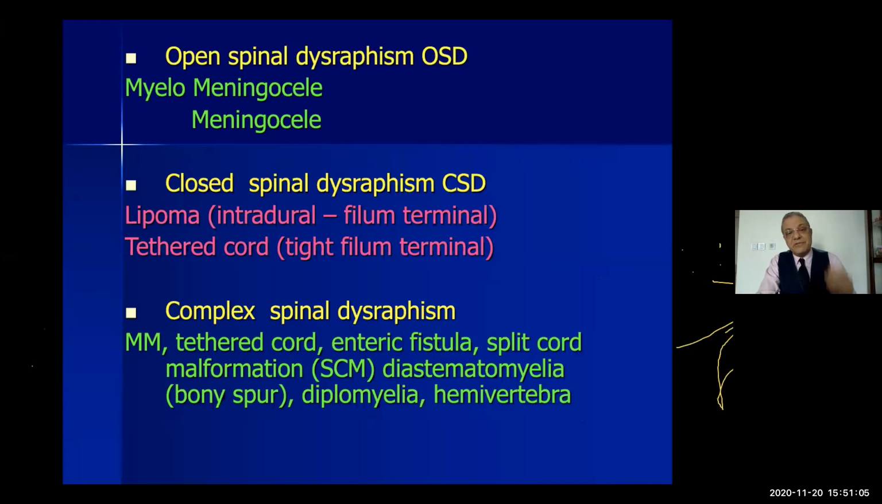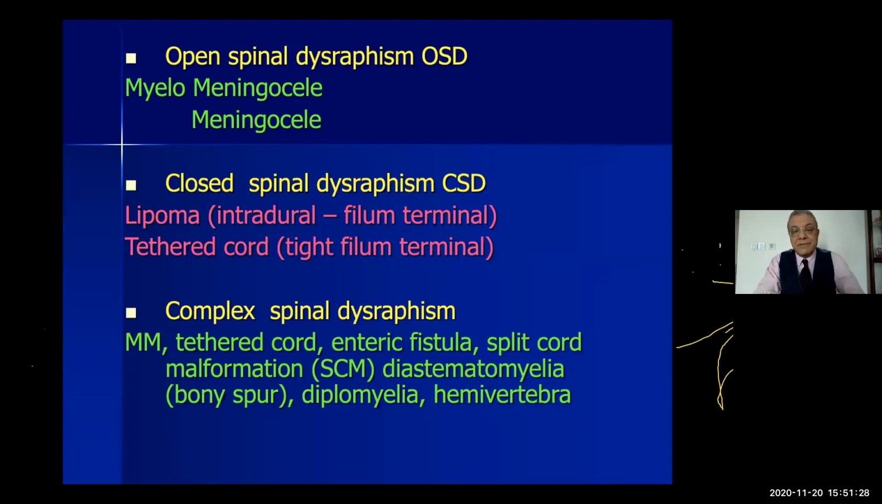And as I just mentioned, complex spinal dysraphism, we have it in many forms. And as I said, not a single entity. It might be meningomyelocele, tethered cord, enteric fistula, split cord malformation, if you remember it, where we have what's called diastematomyelia, and we have bony spurs coming from the ventral aspect, partially splitting the spinal cord.